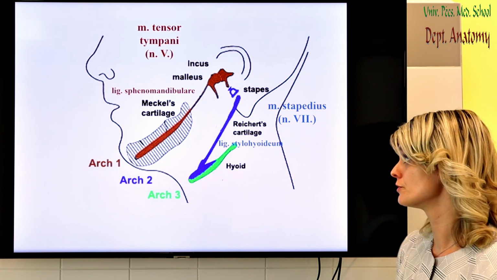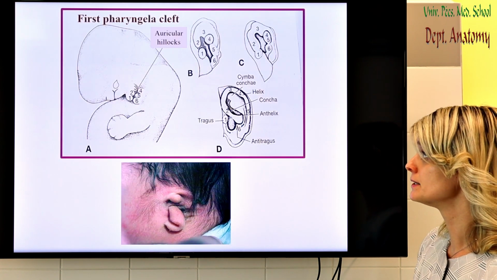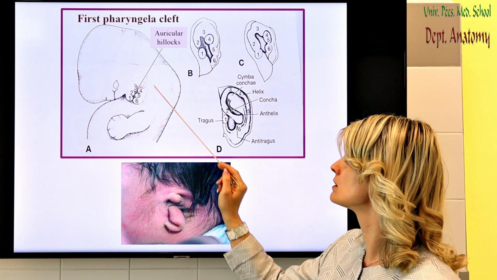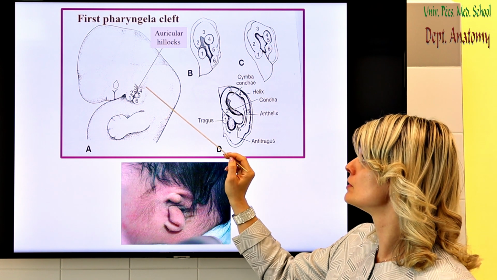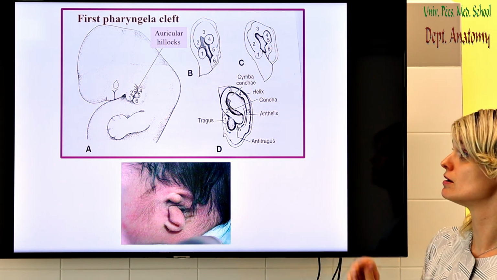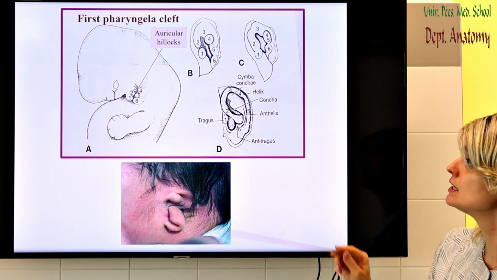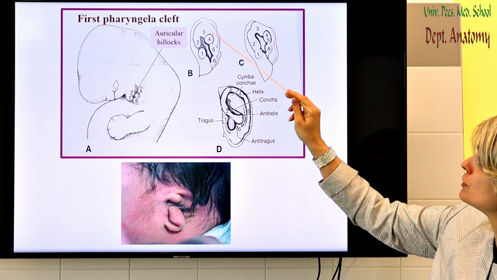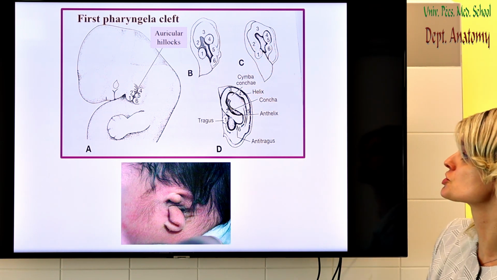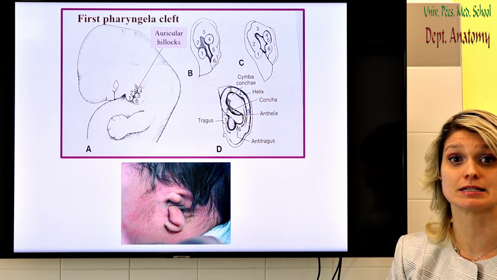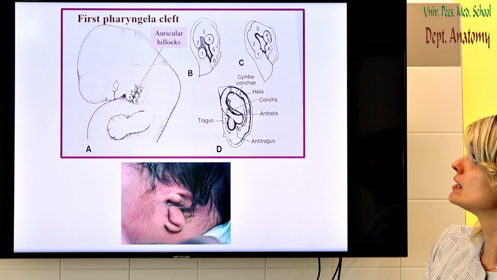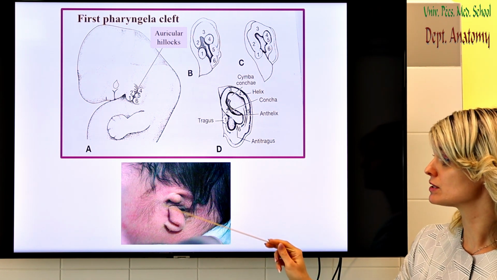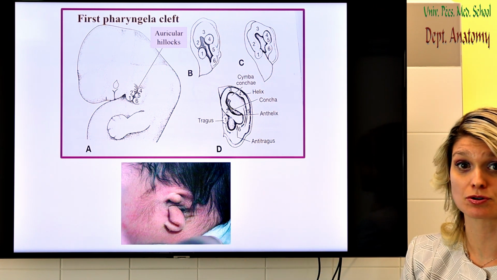And finally, here you can see the development of the auricle. From the first and from the second pharyngeal arches, we have three auricular hillocks, which will fuse and form the final shape of the ear with the helix and the antihelix. As you see, it's a really complicated developmental step, so that's why we could have developmental malformations, of course.